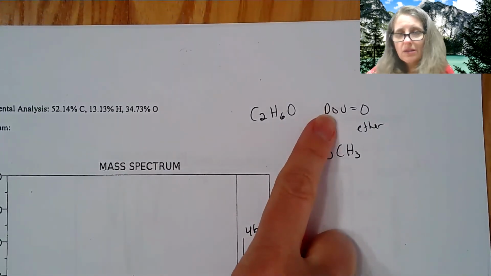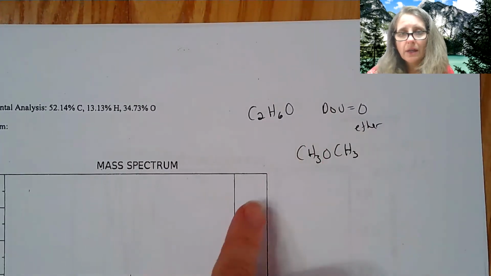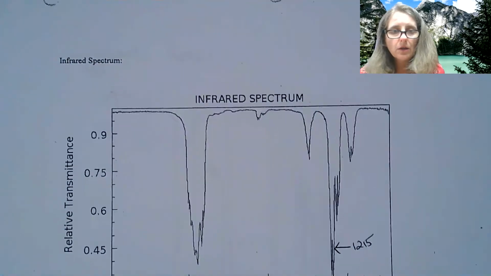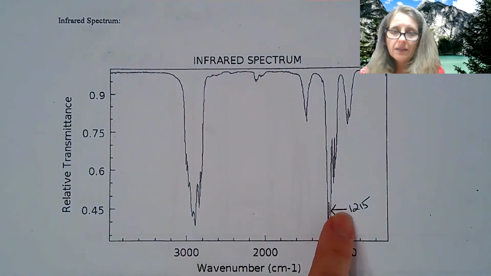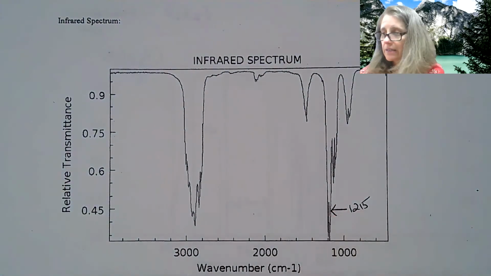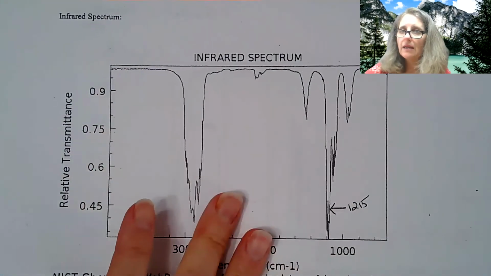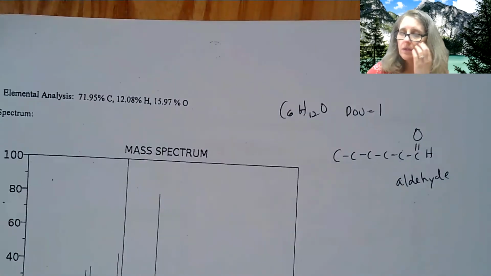Degree of unsaturation is 0. You have 1 oxygen there, so you end up with an ether. You don't have a big OH peak over here on the left, and this peak that I labeled there tells you that it's an ether. But again, eliminating other functional groups is how you do this.